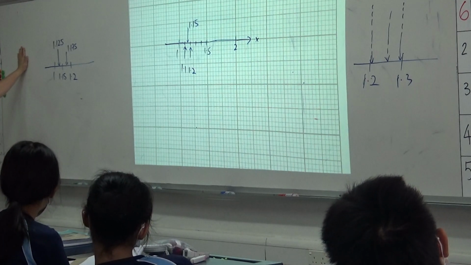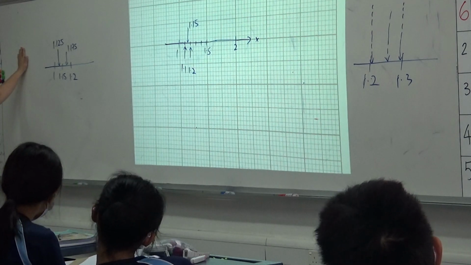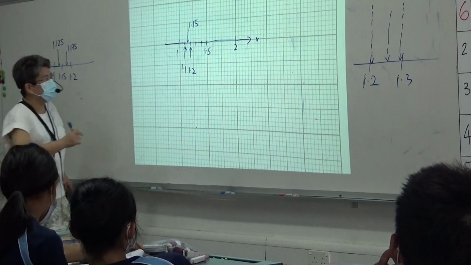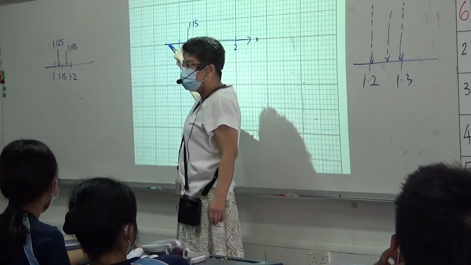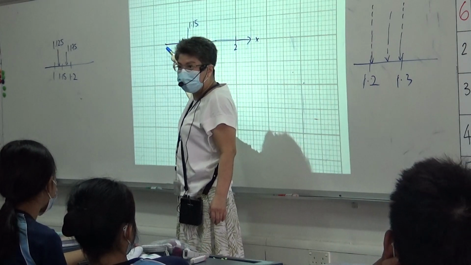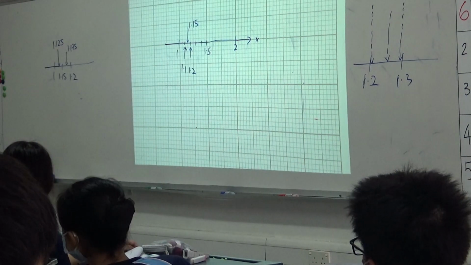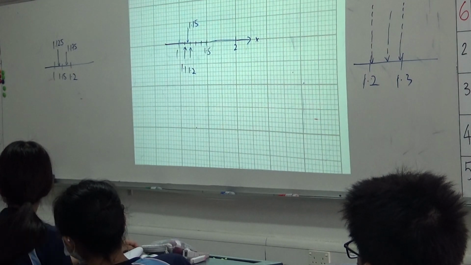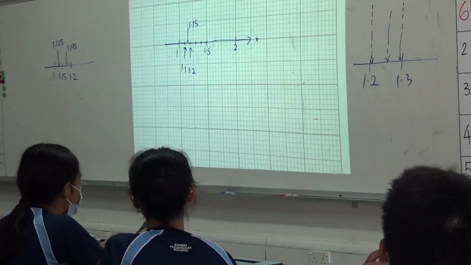Correct. That means I'm wrong. Are you sure? Okay, then I'm wrong. Wait, let me just double check. 1.25, right? No? Yes? 1.075. Yes. My mistake. Very good.